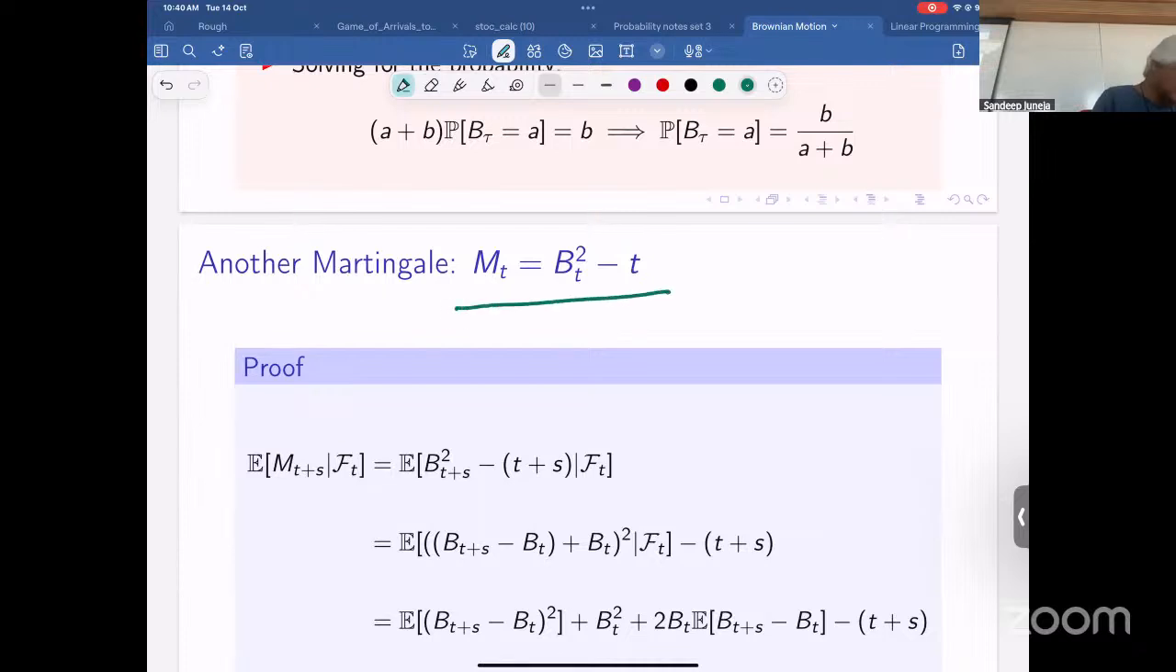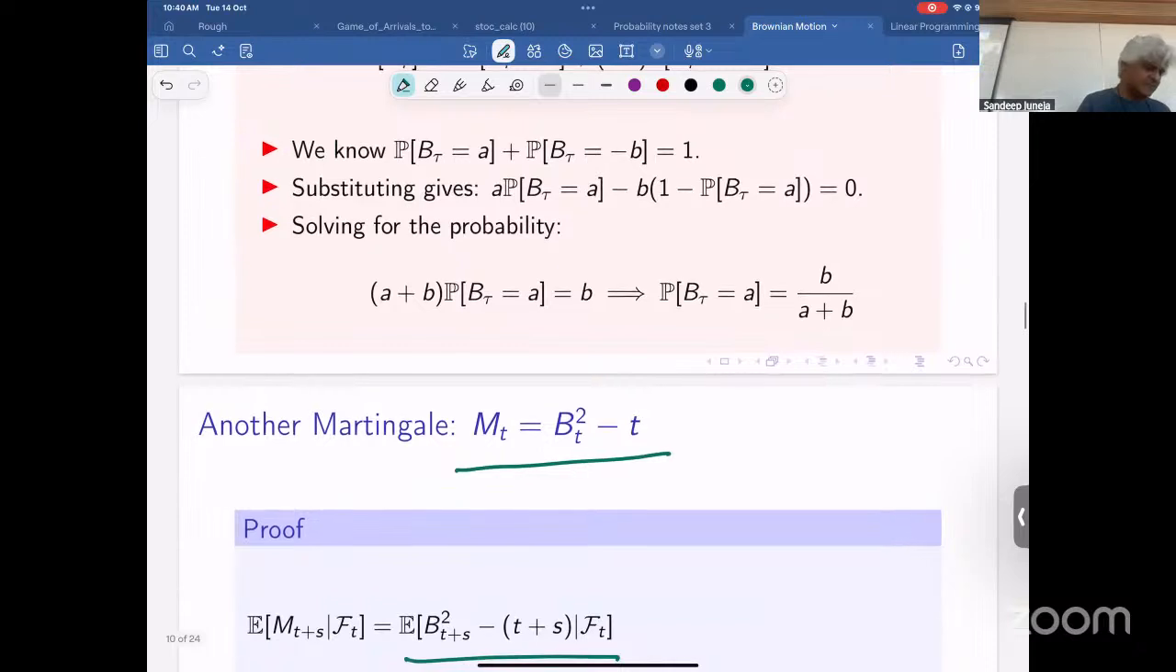All right, so this is also a martingale: B_t squared minus t. And again, we saw this for random walk, right? This is just that. So the same idea should work, but we'll do it here. We have to show this property, right? And how do we proceed? How do we proceed?